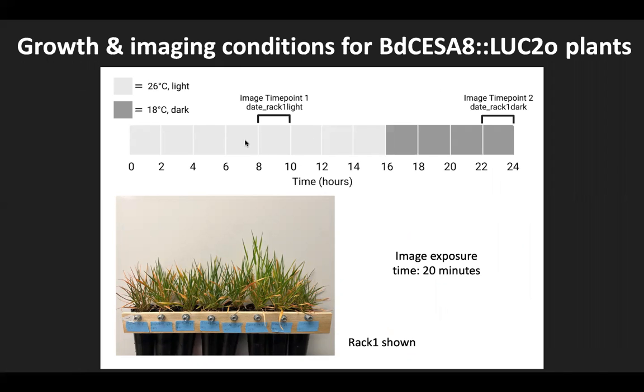So the first image comes between hours 8 and 10 of a 24-hour cycle, and this occurs during the light period where the temperature is 26 degrees Celsius. The second image comes during the dark period where the temperature is 18 degrees Celsius. And at every single time point, the image exposure time is always 20 minutes. And right here, we have an example of one of the racks used for imaging.